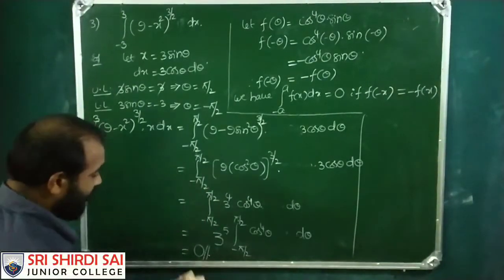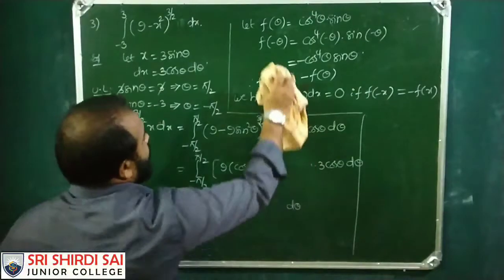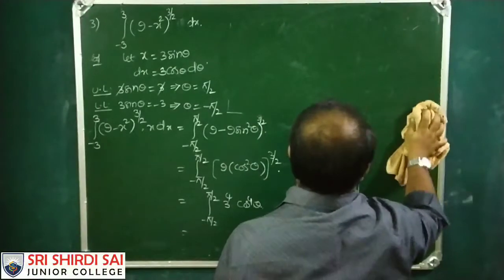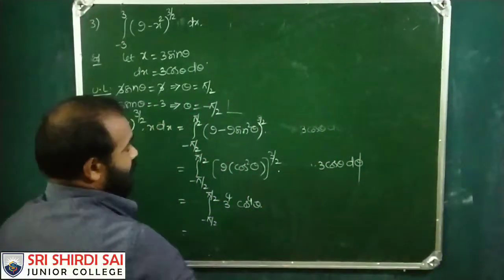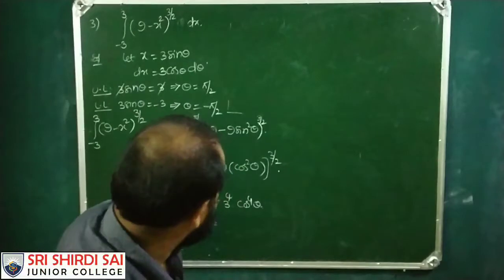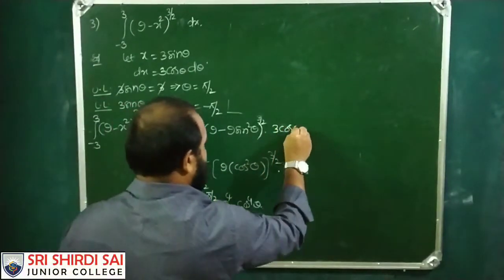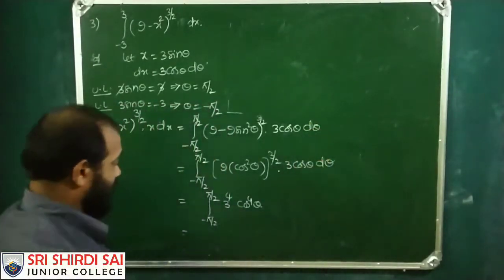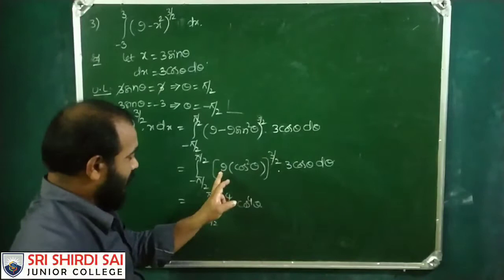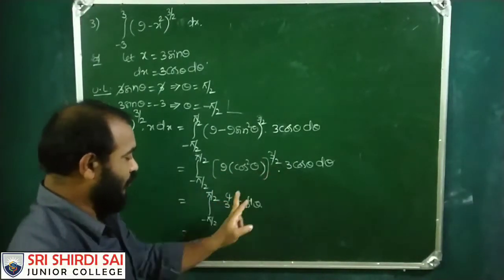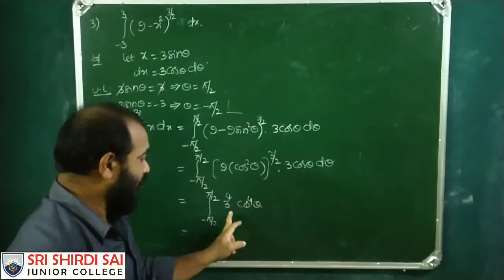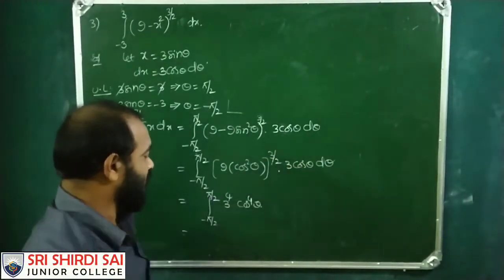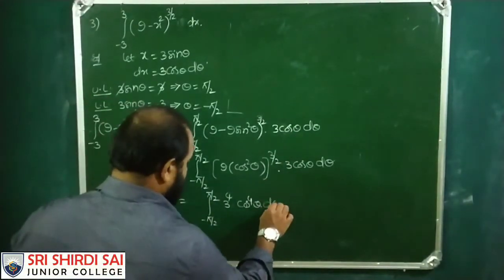Then simply this is all not there, I am rubbing everything. So this is 3 cos theta d theta. So this is (3 square) whole power 3 by 2, 3 cube into 3 power 4. This is (cos square theta) whole cube. So the square root gets cancelled. Cos cube theta into cos theta, cos power 4 theta d theta.